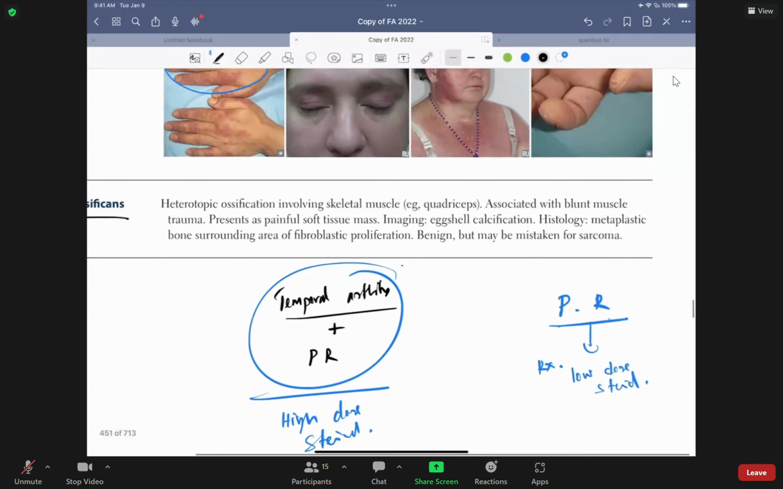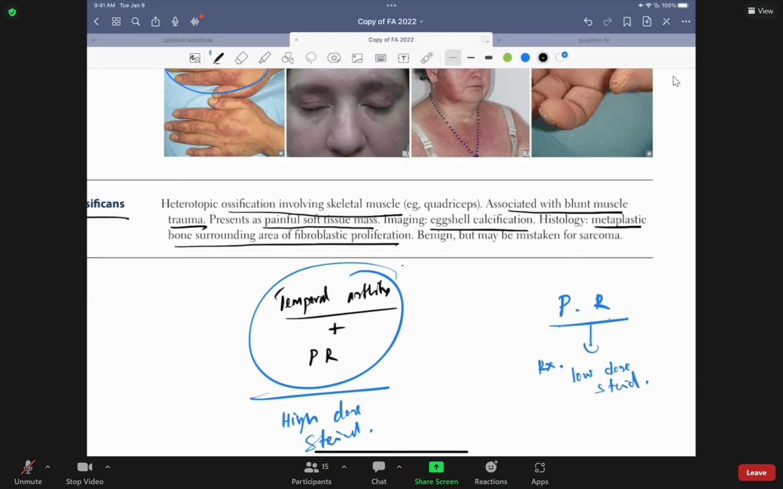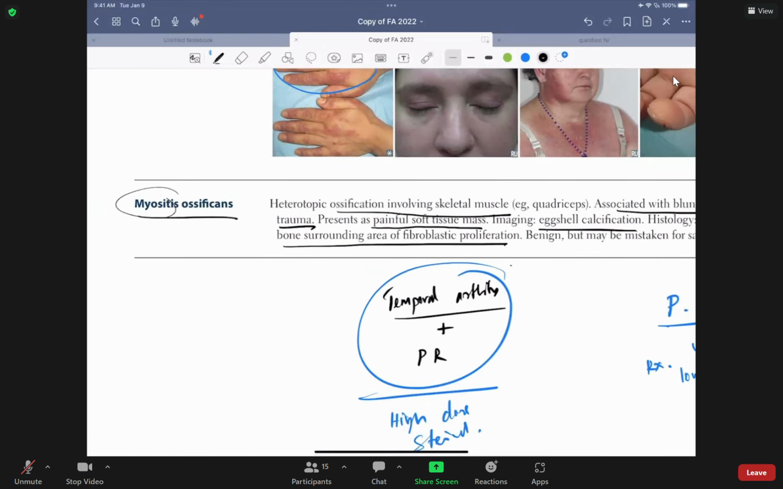It's a heterotopic ossification involving skeletal muscle associated with blunt muscle trauma, presents as a painful soft tissue mass. Okay, that's the idea. Eggshell calcification. It's a metaplastic bone surrounding the area. That's the idea here, folks. So it's literally a piece of your muscle becoming bone. That's why myocyte is muscle, ossific can mean bone, muscle becomes bone, folks. Okay, is everybody clear, folks?